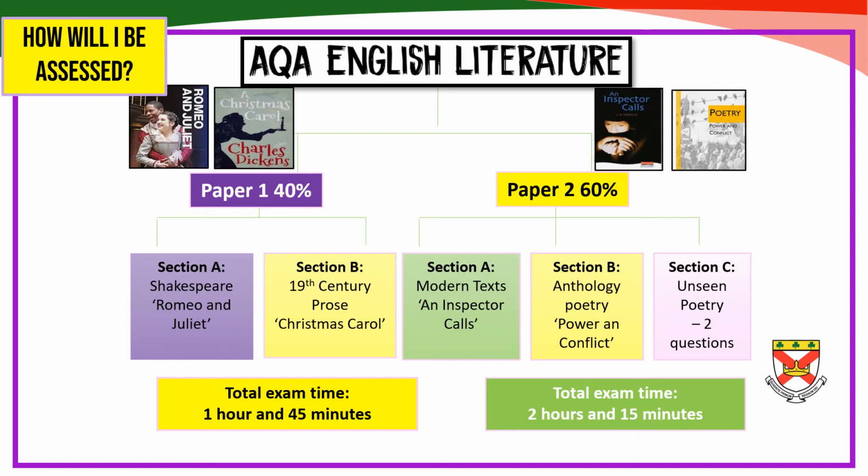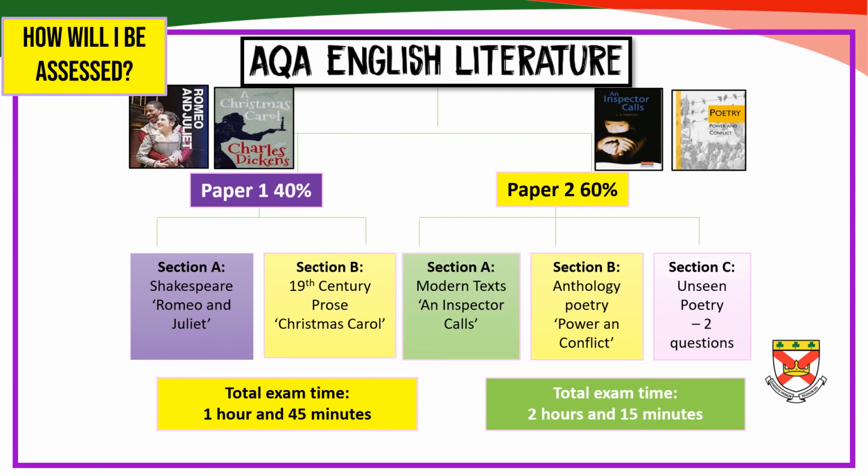At the end of the course, you will be expected to sit 2 examinations, and everyone sits the same exam. Paper 1 is worth 40% of the marks, and for this exam you will study Shakespeare's Romeo and Juliet and Charles Dickens' A Christmas Carol. You will be given an extract from both of these texts and you will be asked to answer 1 question.